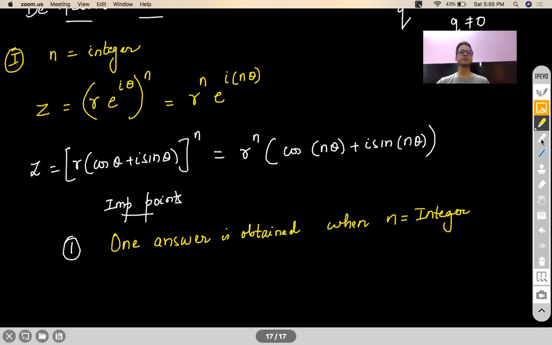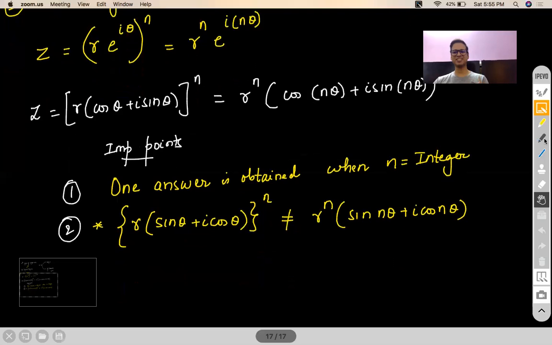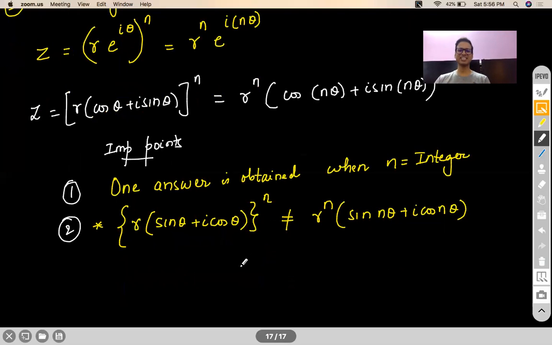Second thing is, many people get confused by these two imposters. If your complex number has been written in this form, sine theta plus i cos theta, and let's say you're raising this to a power of n, be careful of this. It is not equal to r to the power n sine n theta plus i cos n theta. This is one of the biggest imposters, or you can say fraud expressions that may deceive you. Do not make such a mistake.